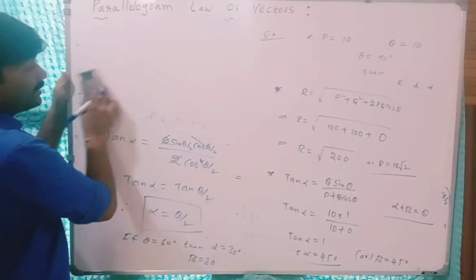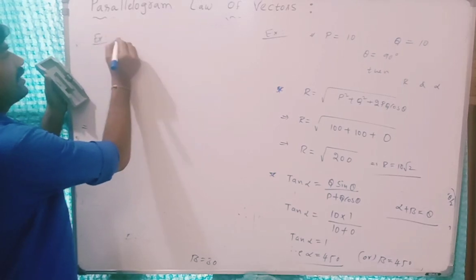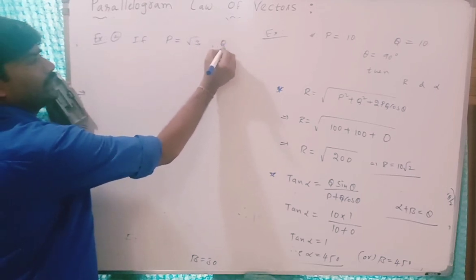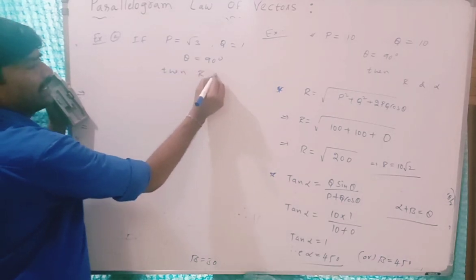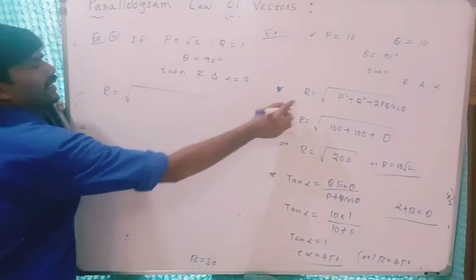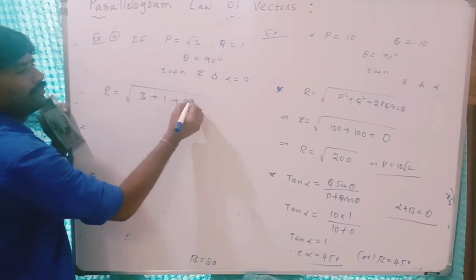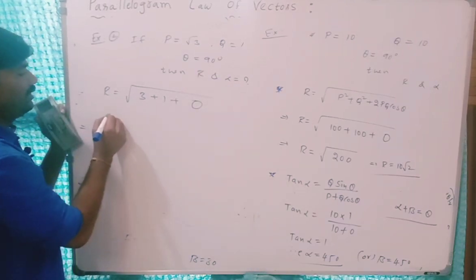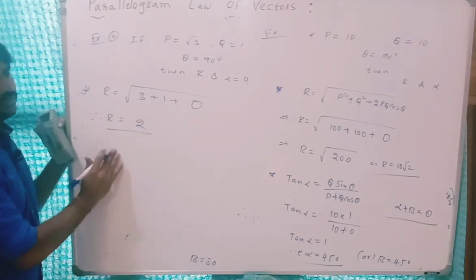Another, second example with unequal magnitudes with the same angle, 90 degrees. You can see here the second one, if P equal to root 3 and Q equal to 1 and theta equal to 90, then find the magnitude of R and alpha. Based on the same magnitude equation, square of this is 3, Q square is 1, 2PQ cos 90 is 0, no need to write this term, this is 0, R is equal to root 4, this is equal to 2, that is the magnitude.